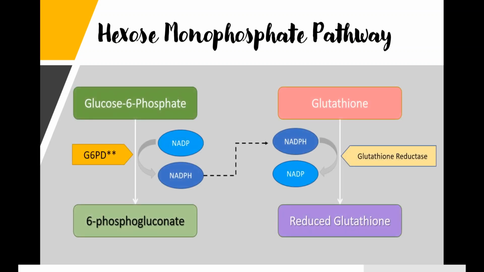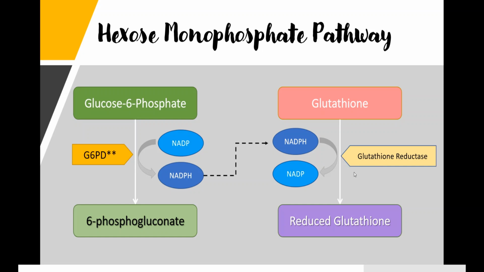Okay, let me repeat the process. The HMP is a diversion pathway from the Embden-Meyerhof. So the glucose 6 phosphate, when acted upon by G6PD, will be converted into 6-phosphogluconate. Now, the G6PD requires the presence of NADP as its cofactor, so NADP here is converted into NADPH. This NADPH is used in the next step, which involves the reduction of glutathione. Glutathione is reduced by the enzyme glutathione reductase.